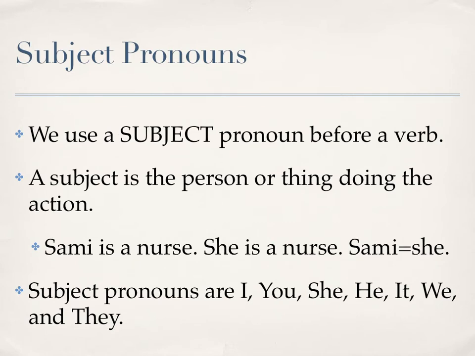We use a subject pronoun before a verb. A subject is the person or the thing doing the action. For example, Sammy is a nurse. Sammy is a woman, so she is a nurse. Sammy and she are the same thing. Sammy's the one doing the action. She's the one doing the action. Subject pronouns are I, you, she, he, it, we, and they.